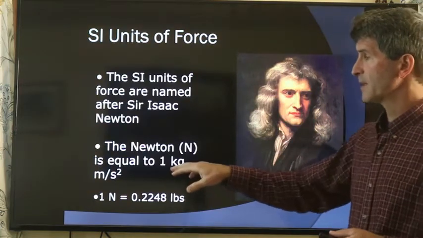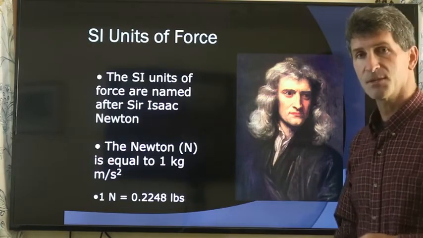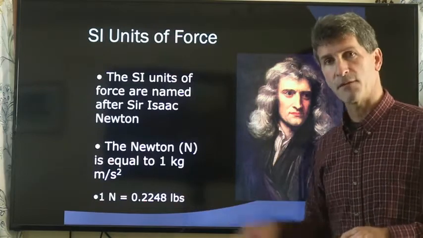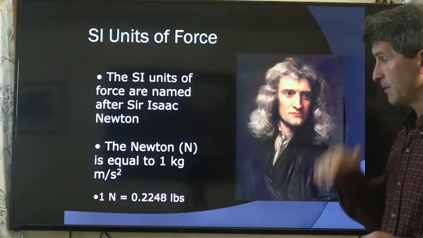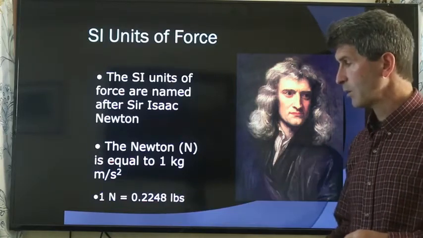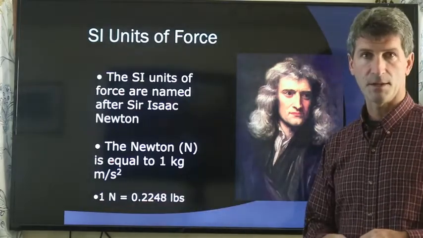1 Newton is equal to 1 kilogram meter per second squared. And a Newton's a slightly smaller unit than a pound. It's somewhere between 1/4 and 1/5 of a pound. Okay? So if you want to convert from Newtons to pounds, we have to multiply by 0.2248. If we want to go from pounds to Newtons, we divide by this number.